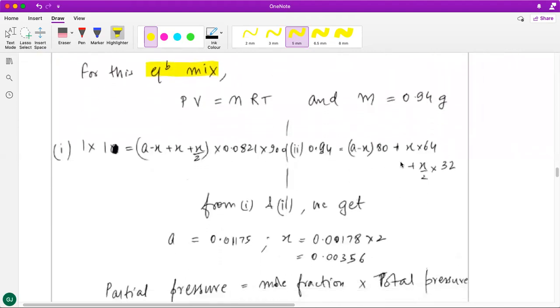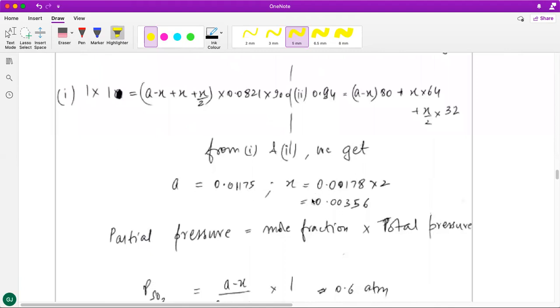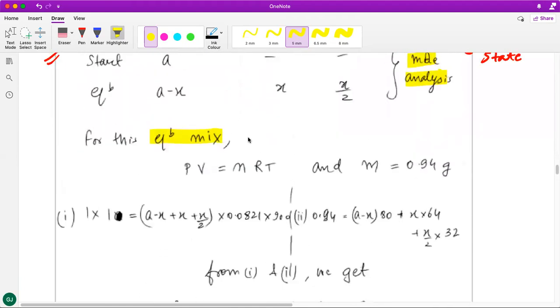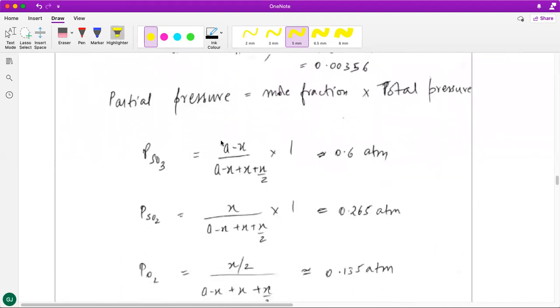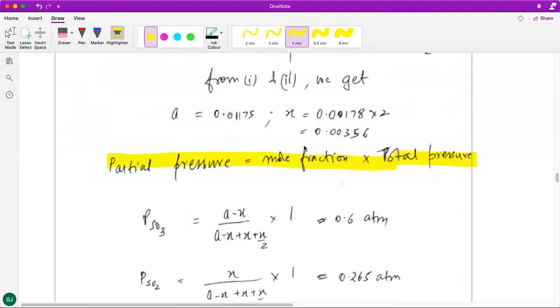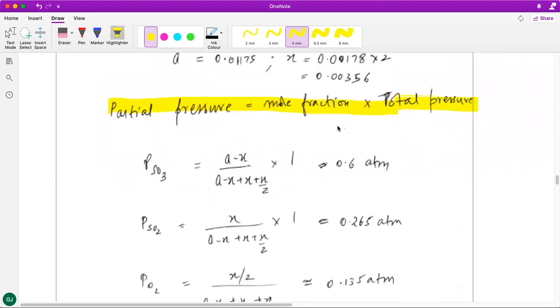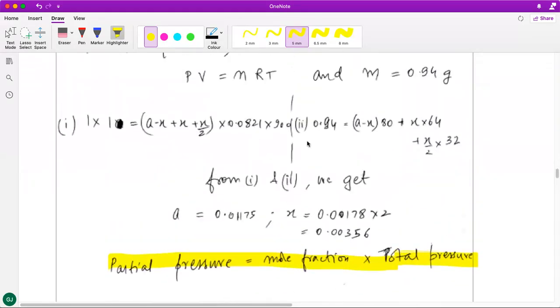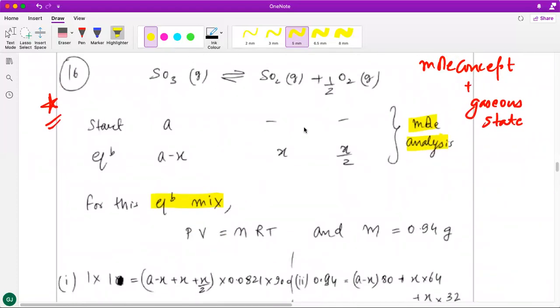So you get 1 and 2 as two equations in terms of A and X, and you solve for the values of A and X. Once you get A and X, you get the moles of each of these gases. Post that, you have to determine the partial pressure, which is mole fraction into total pressure. Since you have been given the total pressure and you calculated the moles, you just substitute those values and get the partial pressure for each gas. Okay, the calculation is a bit tedious, but it is a good question. It helps you understand how the mole concept and gaseous state questions can be used together.